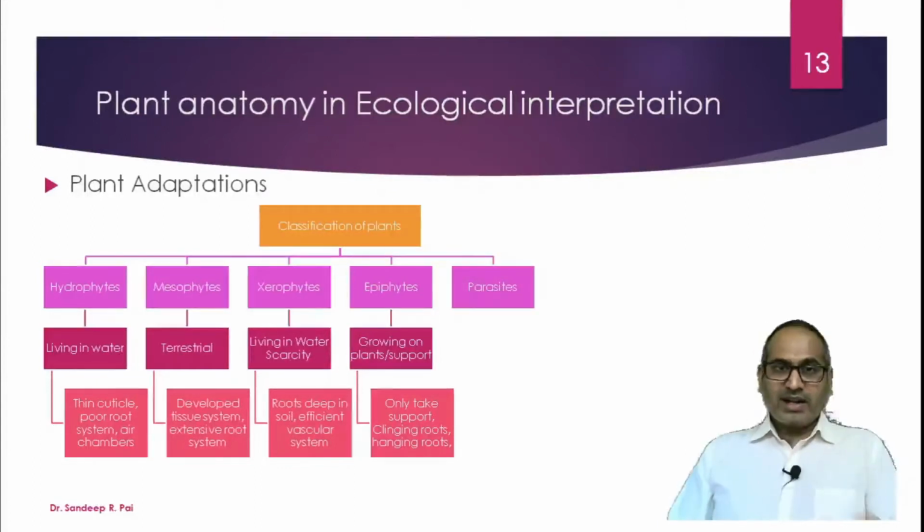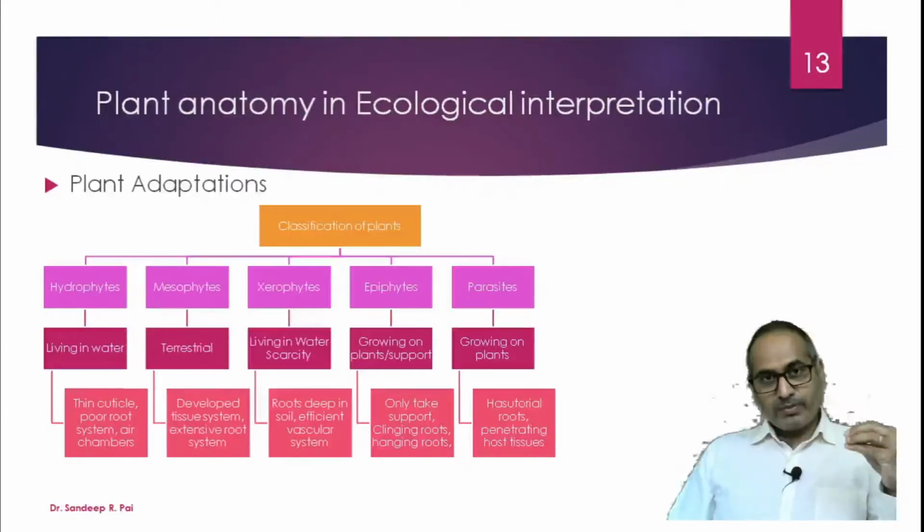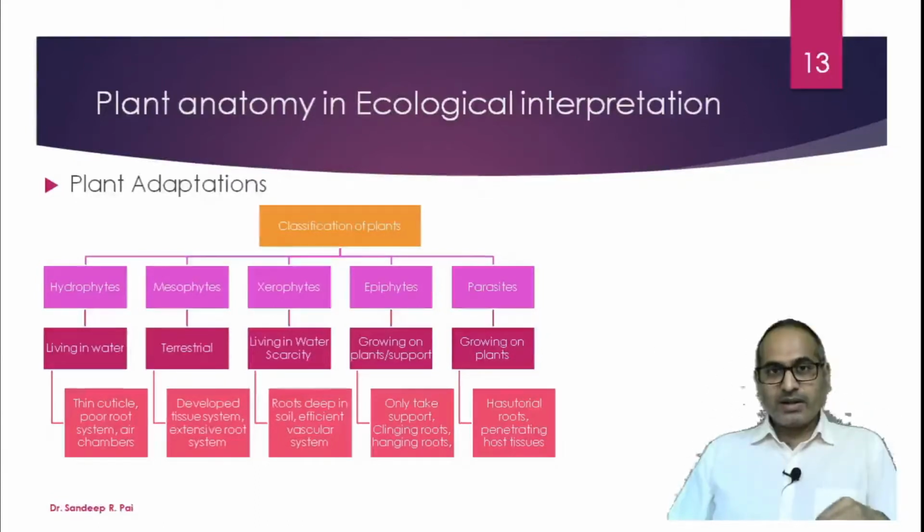The next part, like I said, is to compare with parasites. Parasitic plants grow on other plants. These parasitic plants have a haustorial root, a modification in the root system. What does that root do? That root tends to penetrate the other plant, and when it goes inside, it tries to absorb the sap from that plant and uses it for its own growth. You can take the best example of Cuscuta.